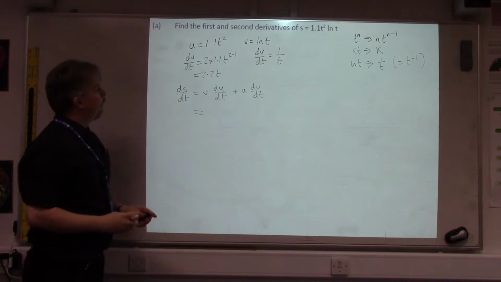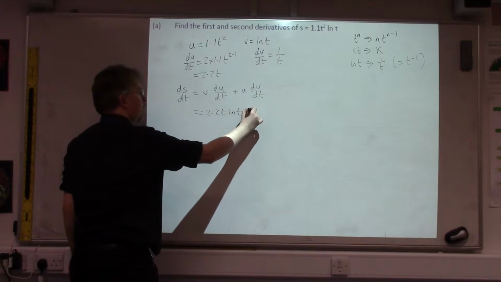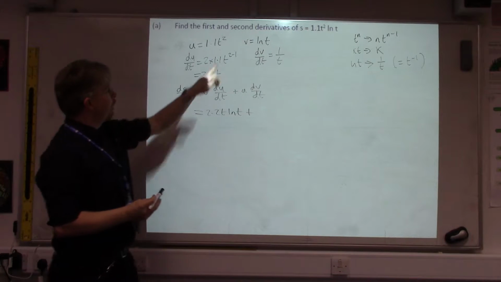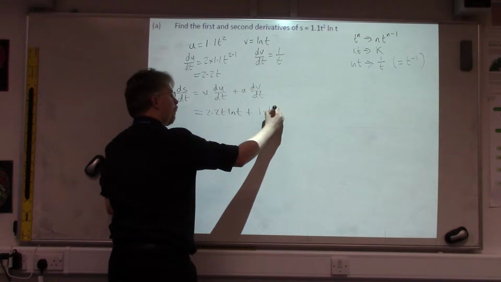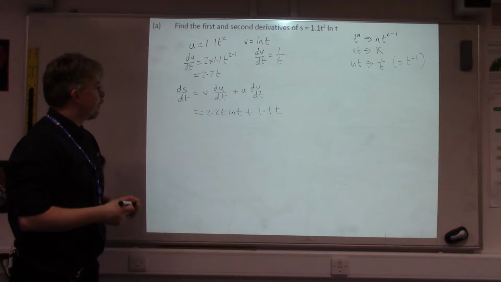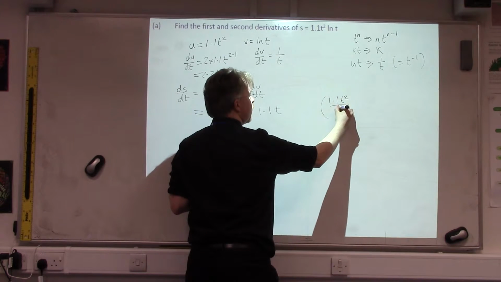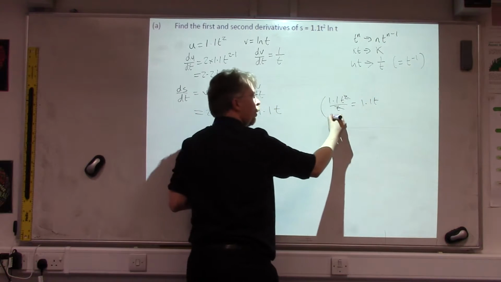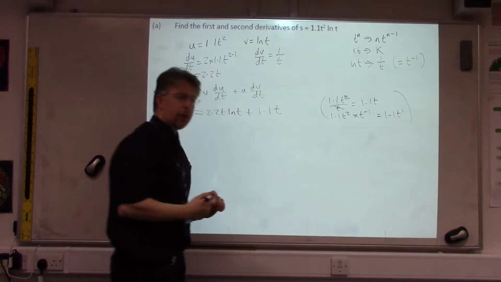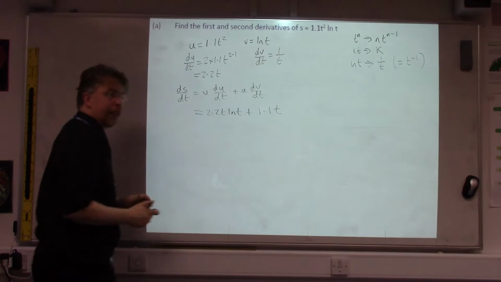So sticking in the formula, we've got 2.2t times ln t plus 1 over t times 1.1 t squared. Well, dividing t squared by t just knocks it down a t, so we get 1.1t. So I guess we won't need the t to the minus 1. But we can explain that last bit in a couple of ways. 1.1 t squared over t, one of the t's cancels out to get 1.1t, or 1.1 t squared times t to the minus 1, add the powers, 1.1 t to the 1. So we get that for ds by dt.